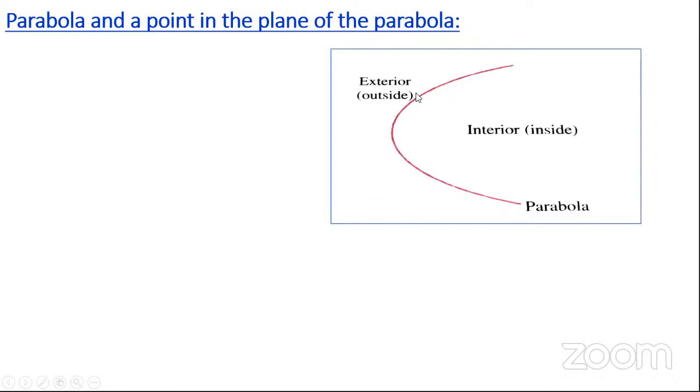You can look at the diagram, children. It is the exterior side of the parabola. And this is the interior of the parabola. And the points on this curve are said to be points on the parabola. Therefore, the parabola divides the plane into three mutually disjoint sets: one, the points in the interior plane of the parabola, the points on the parabola, and the points in the exterior plane of the parabola.